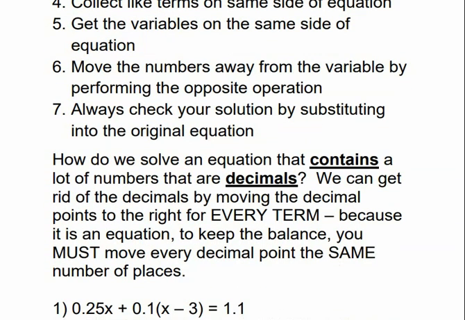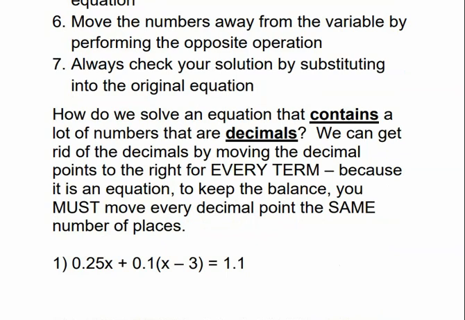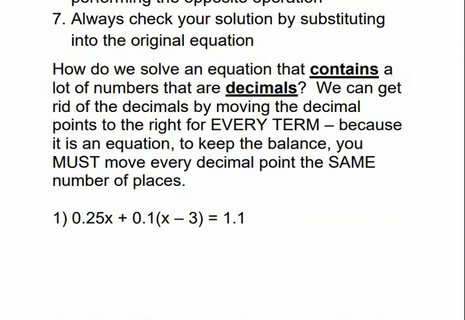So to solve an equation that contains a lot of decimals, we can get rid of the decimals by moving every decimal point to the right in every term, depending on the maximum number of decimals that is in the equation. The first thing, though, we have to do is get rid of the parentheses. So in this first example, let's get rid of these parentheses by distributing this 1/10 into the parentheses.